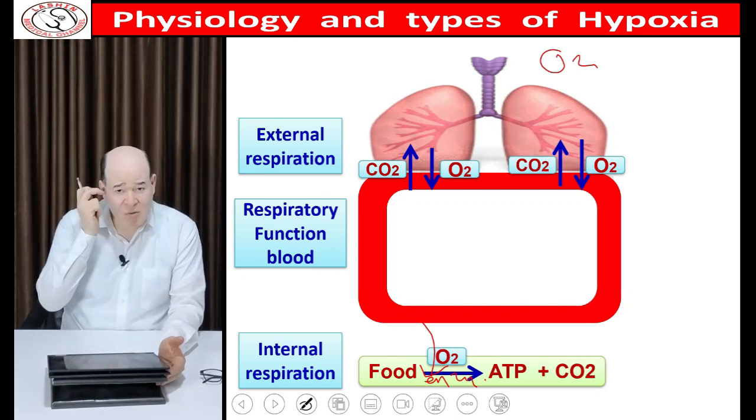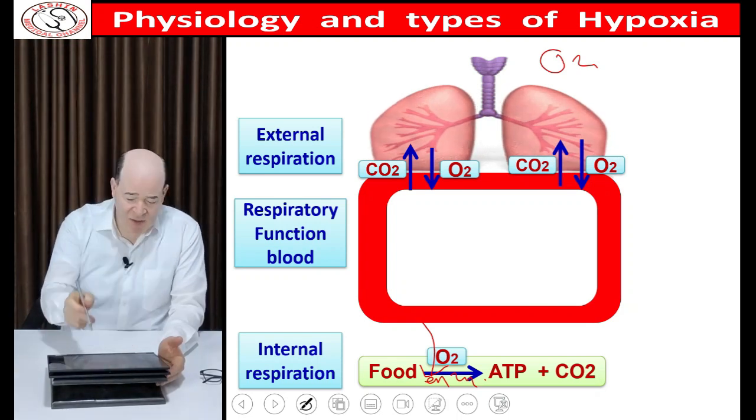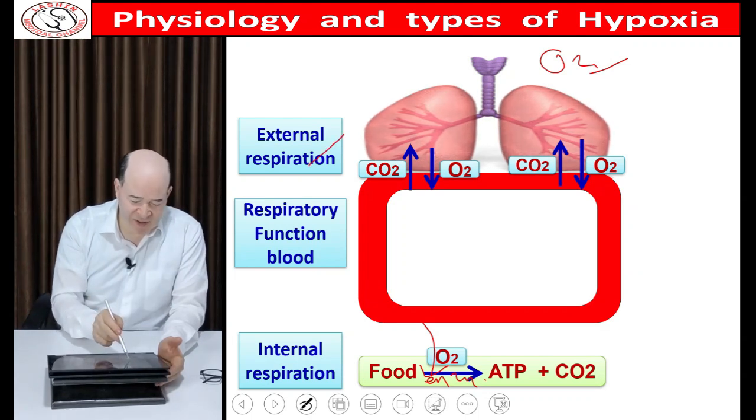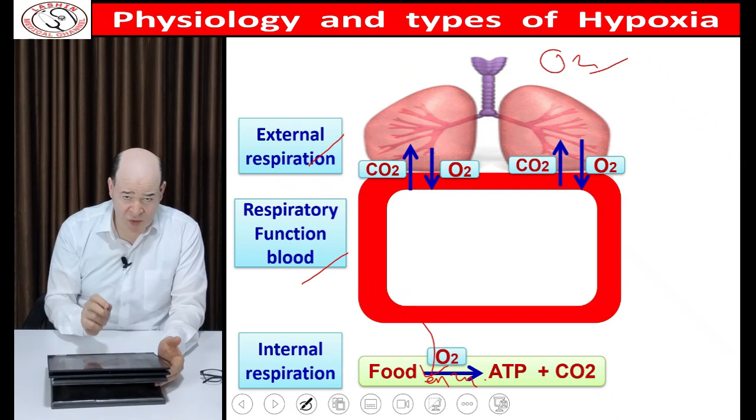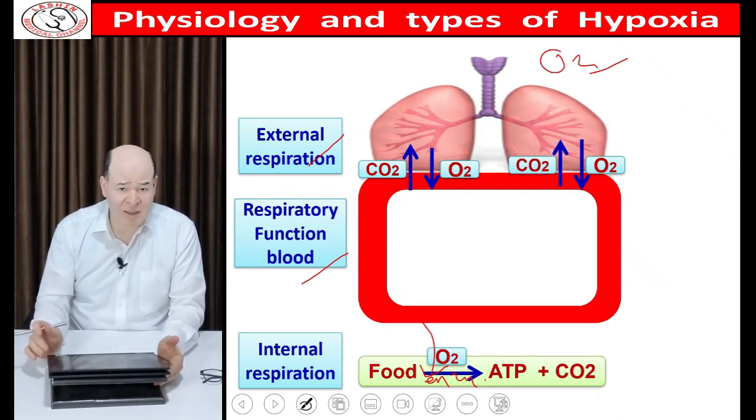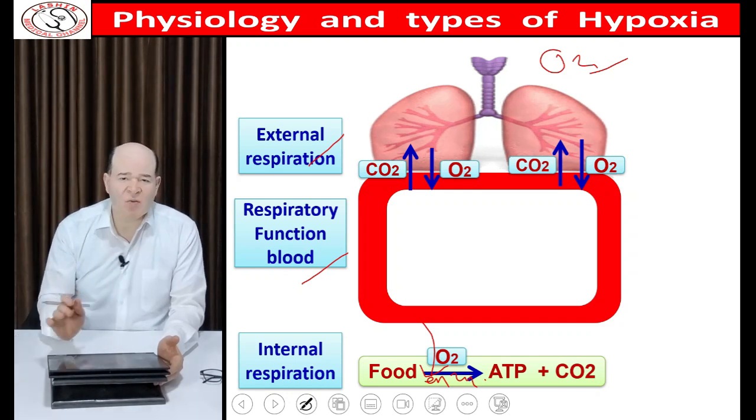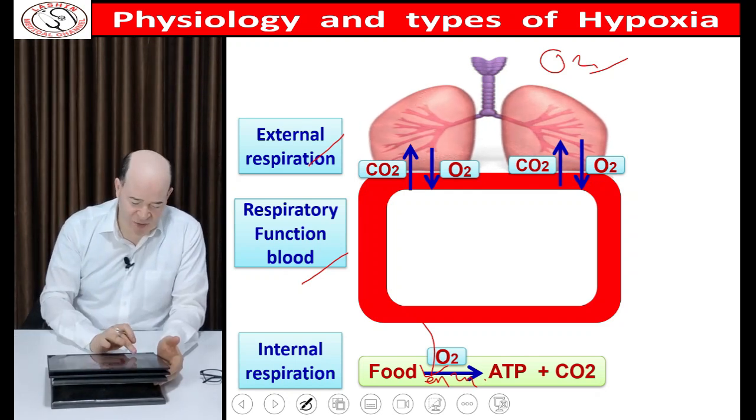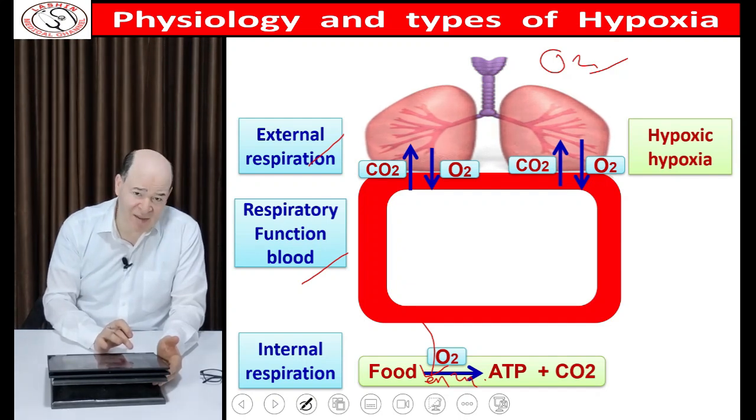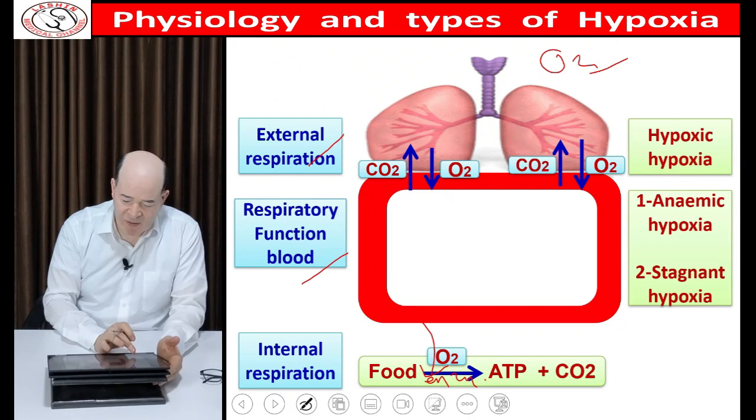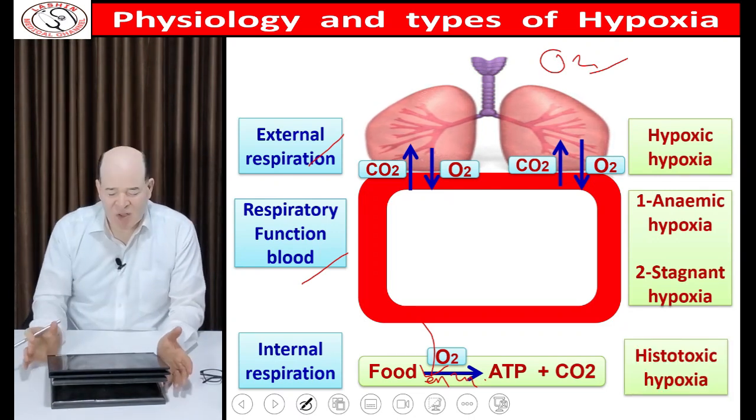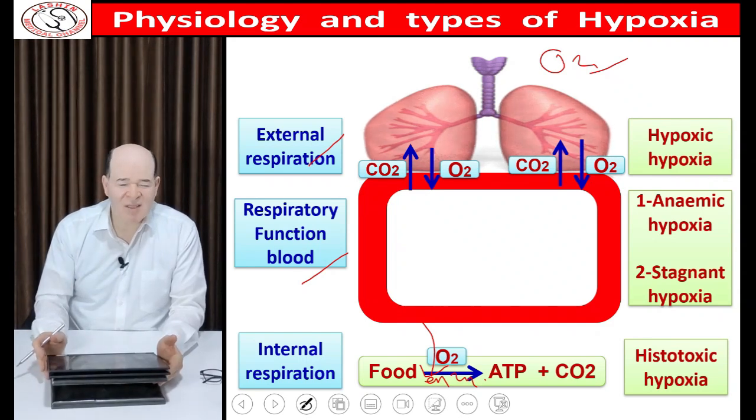However, if the process is disturbed, whether by a disturbance in the atmosphere, a defect in external respiration, a defect in the respiratory function of blood, or even a defect in internal respiration, like any condition that inhibits the tissue enzymes, any of these causes will cause hypoxia. However, the type of hypoxia differs according to the site and the nature of the cause, so we have four main types. If the defect is present before the blood, usually we call it hypoxic hypoxia.